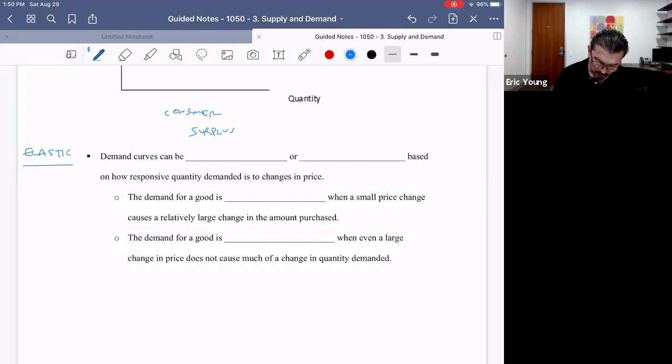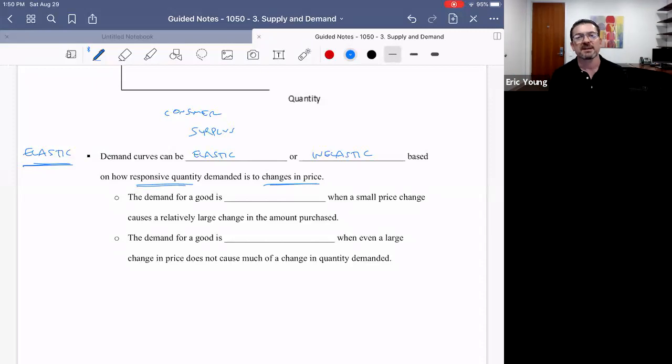Demand curves can be either elastic or inelastic. When we talk about elasticity and the concept of elastic and inelastic demand curves, what we're asking is, how responsive is quantity demanded to a change in price? Okay, the law of demand says that as price goes up, QD will go down, or as price goes down, QD will go up. The idea of elasticity takes that a step further and says, but by how much?